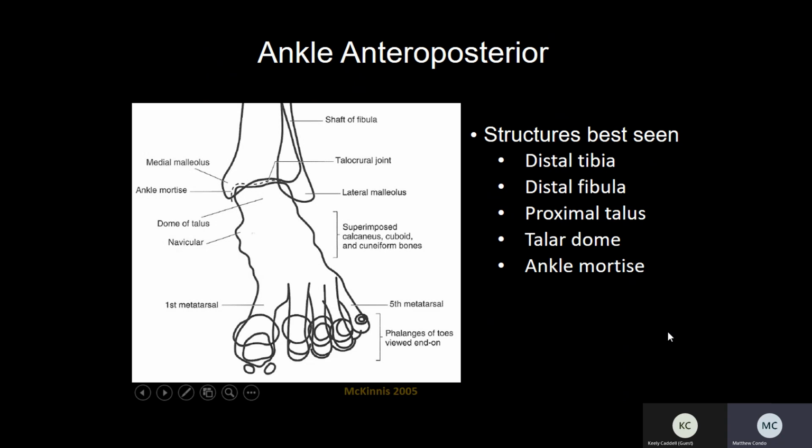Again, that patient comes in, they have ankle pain, you suspect a talar fracture. Which view is going to be best? Don't say AP leg. Why? Because I'm not going to get a really good view of the talar dome here, am I?